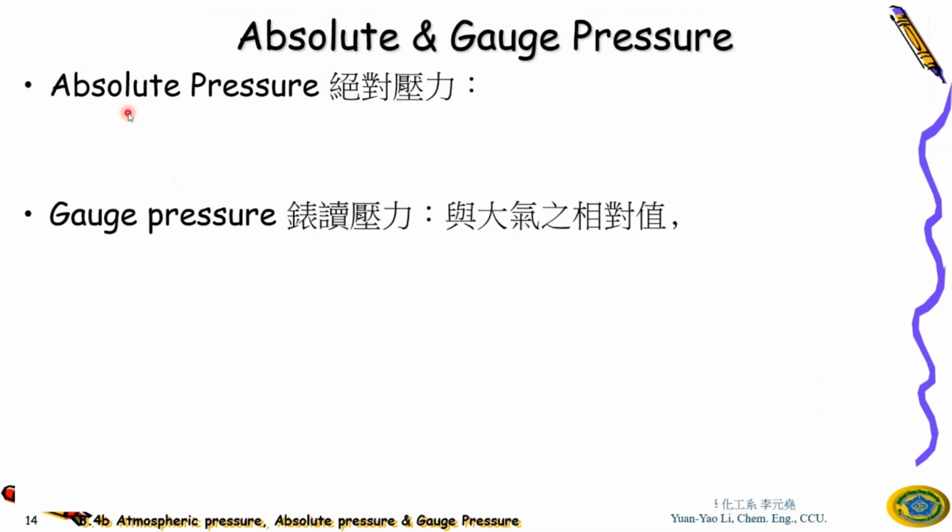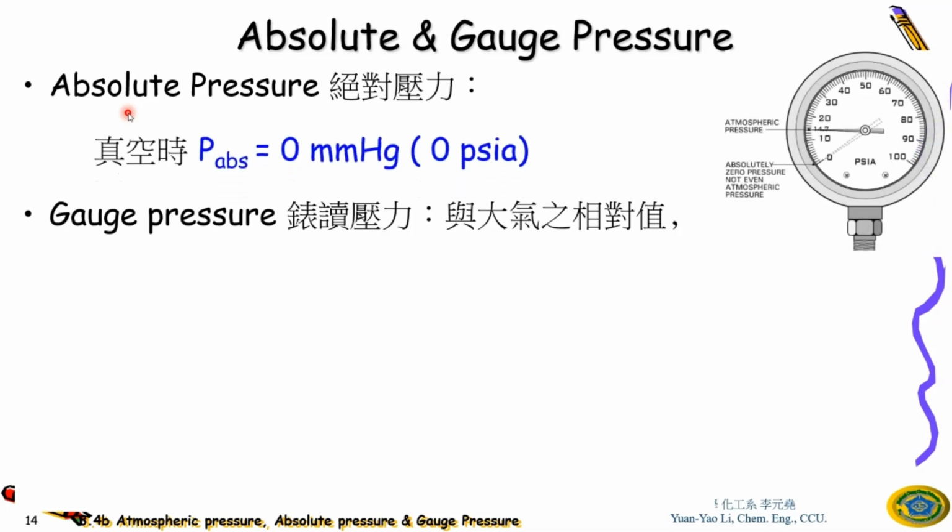Right. So next is absolute pressure and gauge pressure. So what is absolute pressure? Absolute pressure means what? The pressure is zero. So there is no air, no gas at all. So we use P_abs equal to 0 millimeter mercury or 0 Pascal. PSIA. A stands for what? Absolute. A stands for absolute. You might see PSIG. G stands for gauge.